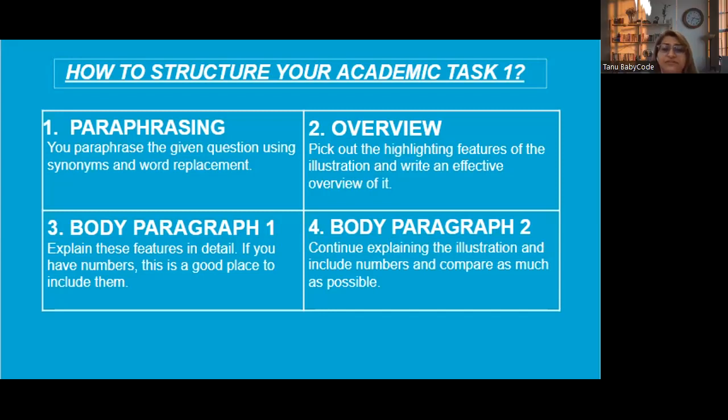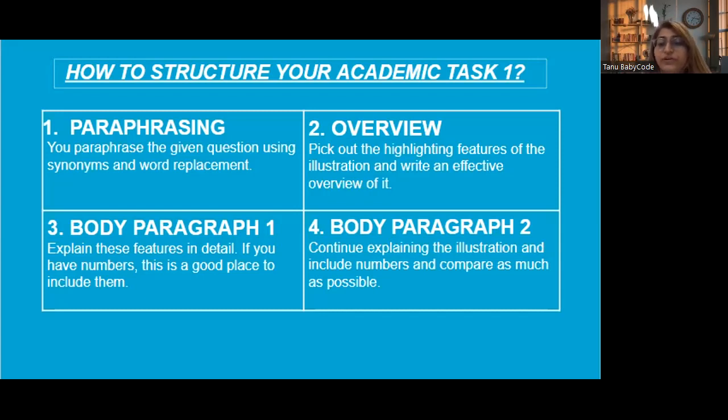Now, what is paraphrasing? Paraphrasing, as you know, means that you have to rewrite your given question statement with the usage of synonyms, and you have to do word replacement. You can either change the order of your words, or you can use the word form, or you can use active passive. There are different ways to do paraphrasing. You can see my reading session number 2, how to understand paraphrasing. I taught you in the reading module how you have to understand paraphrasing. The same thing you can apply here to write your paraphrasing.